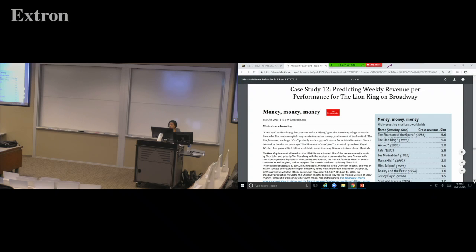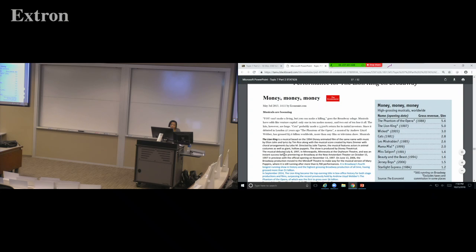And this show, The Lion King, debuted in July 1997 in Minneapolis, and was an instant success. And then soon after, in October, it appeared on Broadway at the New Amsterdam Theater. That's when it opened, and officially opened in November. But it was an instant success from the moment it opened in Minneapolis and was then able to move to Broadway.